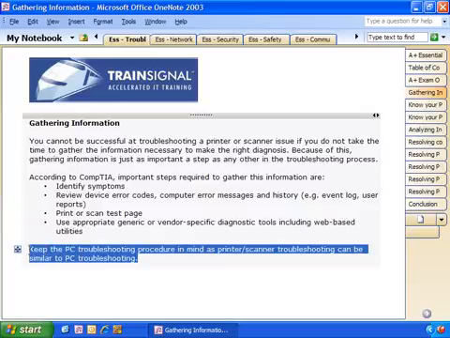Now, I ask you to keep the PC troubleshooting procedure in mind as you troubleshoot printer and scanner issues, because troubleshooting printer and scanner issues can be very similar to PC troubleshooting. First off, you go through the basics. Did you check the power? Did you check the cable that goes to the computer or the cable that goes to the network? Is it hardware or software?